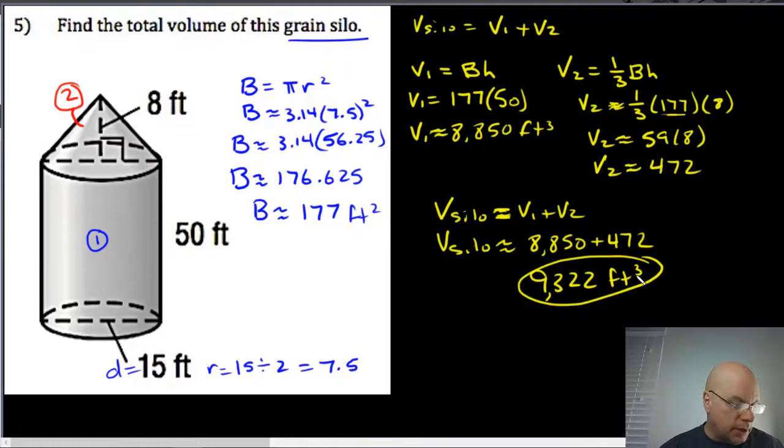I'm just going to double check. Yeah, that works. You may have a slightly different answer depending on how you rounded. I may announce a slightly different answer in class when we grade this, but anything close to 9,300 is a good estimate for the volume of the silo.